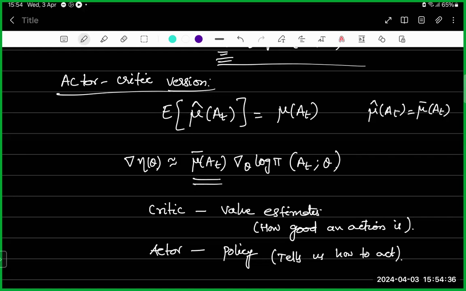Is this terminology clear? Or should I repeat? Actor-critic is called that because of these reasons. We are maintaining a policy-based method and we are updating our actor. The actor is a function which tells you what actions to take. So pi is the function telling you what actions to take. And the critic is the value function which tells you the value of a particular action.